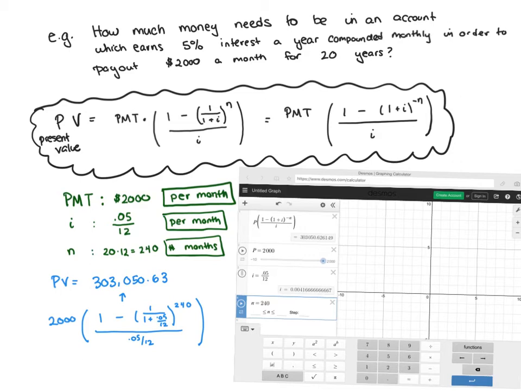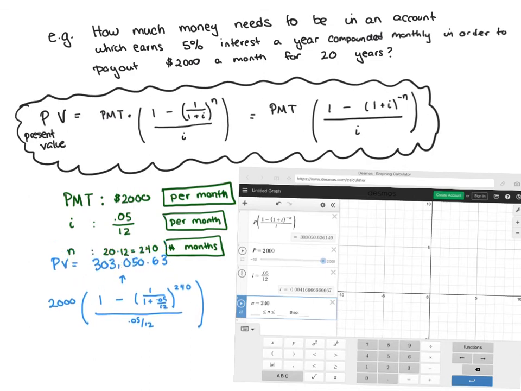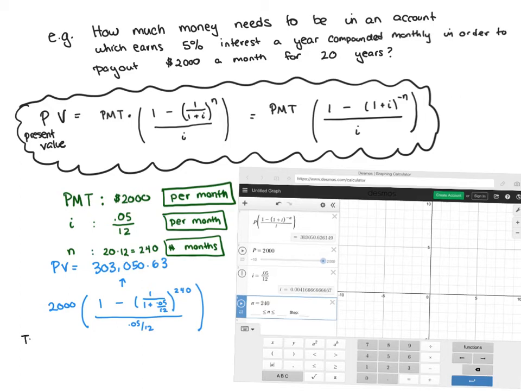Let's look at one follow-up question here. Let's say we wanted to know the total amount of interest that we actually paid. So let's give ourselves just a little bit more space. Okay, so let's just squeeze in here whatever our total interest is.